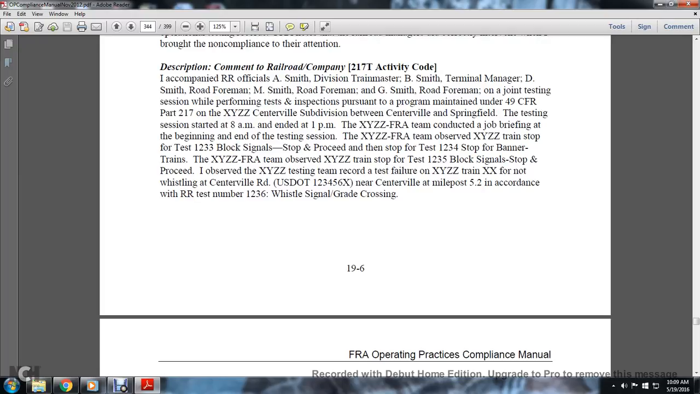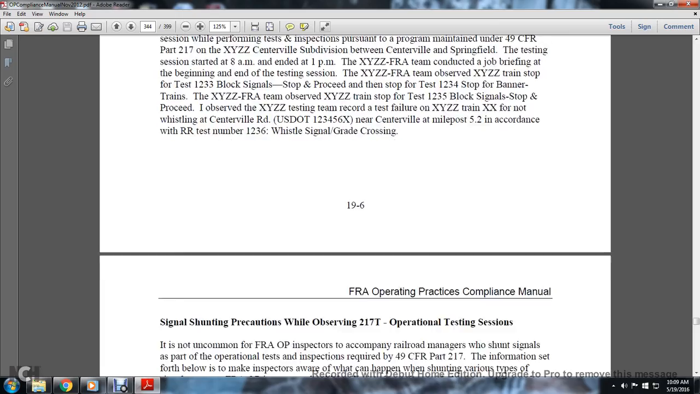XYZZ train XX was noted whistling at the Centerville US DOT 123456X near Centerville at milepost 52, in accordance with the test number 1236, whistle signal and grade crossing.